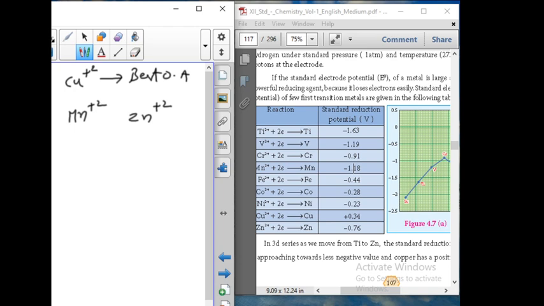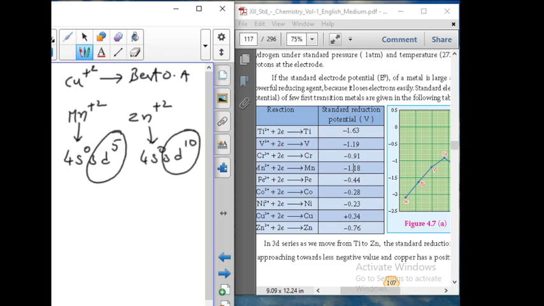Why? What happened? You have to write the electronic configuration of manganese, that is 4s0 3d5, and for zinc you can write the Zn plus 2 electron configuration, that is 4s0 3d10. Because of the completely filled and half filled electronic configuration, this has extra stability. That's why the electrode potentials also show some deviations when compared with a regular decreasing order.